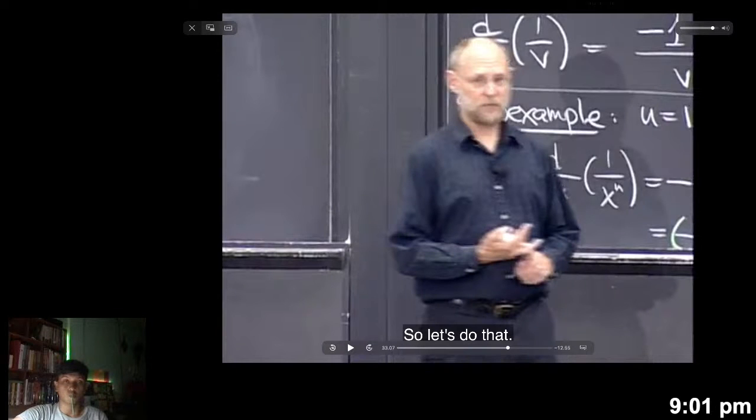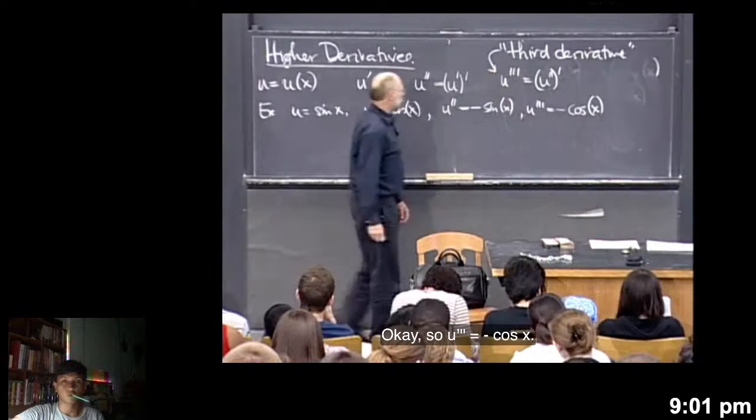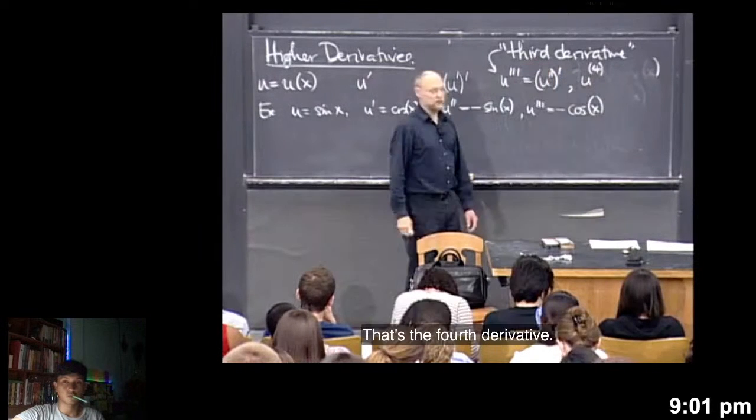Is u. Okay, so the u prime prime is minus the cosine of x. Let's do it again. Now, after a while, you get tired of writing these things, and so maybe I'll use the notation u upper 4. That's the fourth derivative. That's u prime prime prime prime, or it's u prime prime prime differentiated again, fourth derivative.